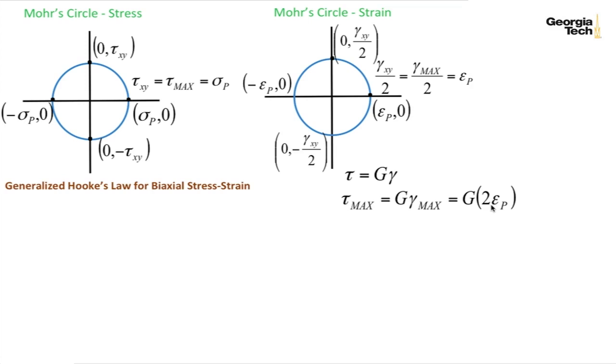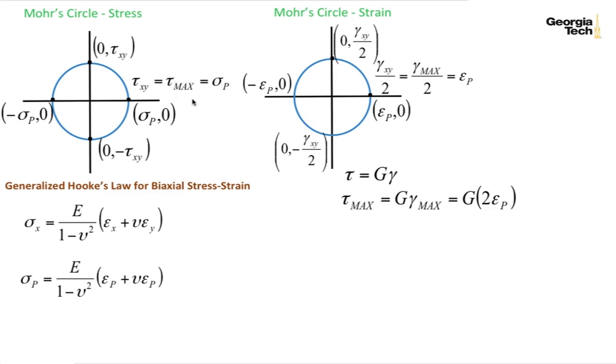And so let's go back and recall the generalized Hooke's law for a biaxial stress state that we developed last time. Here was the relationship for sigma sub x, and let's call sigma sub x sigma sub p, and so we end up with this relationship. But we know that sigma sub p is the same as tau max, and we also know that tau max is equal to 2G epsilon sub p.